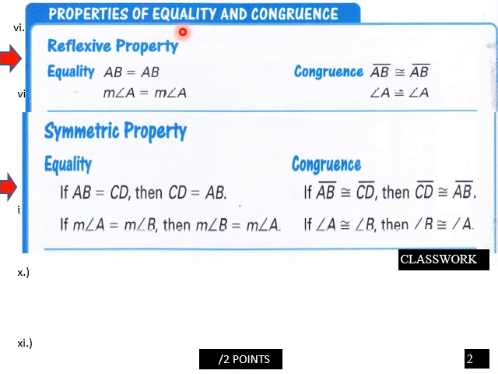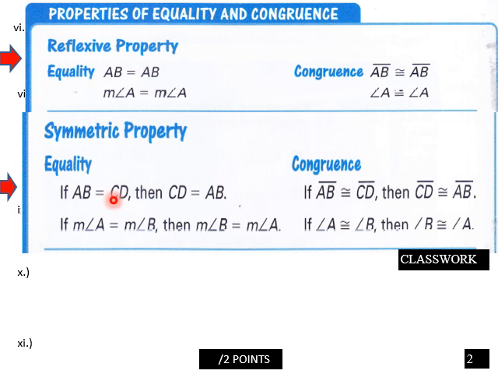Properties of equality and congruence. Here's the reflexive property, and here's a formalization of it. Here's a congruent statement for this as well. And then you get an example here. Angle A is congruent to angle A. Measure of angle A equals measure of angle A.